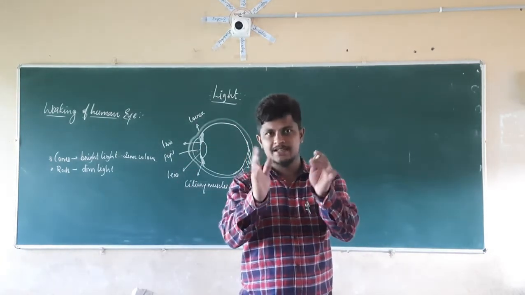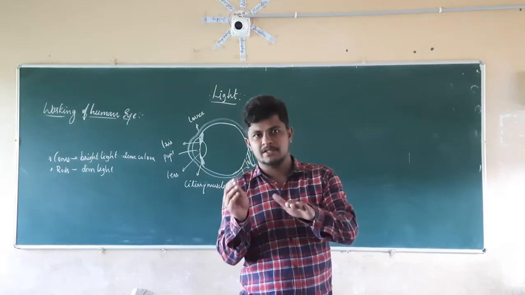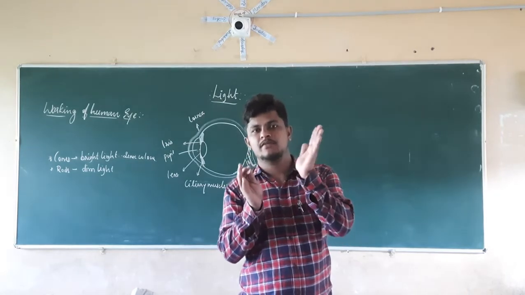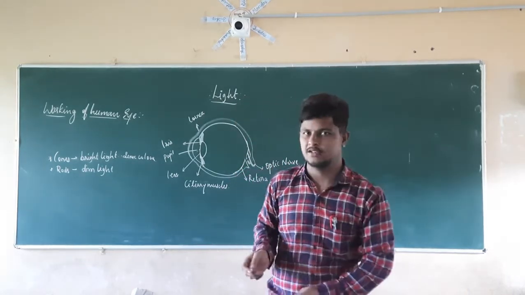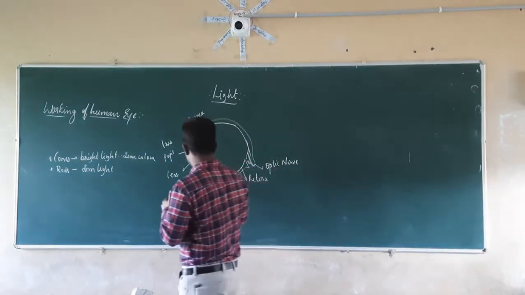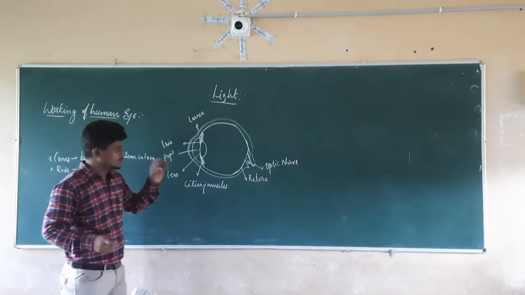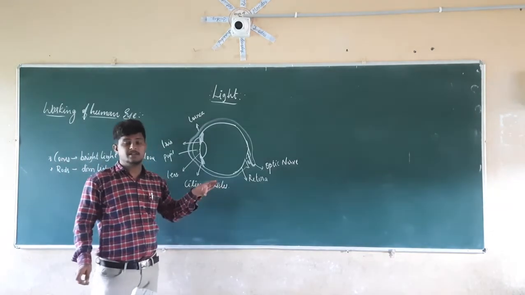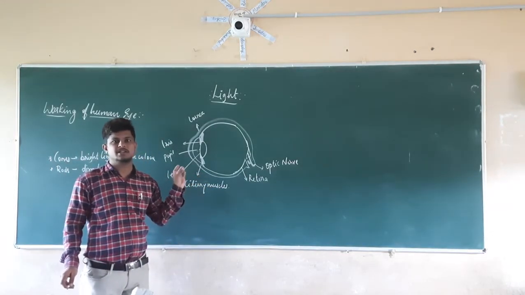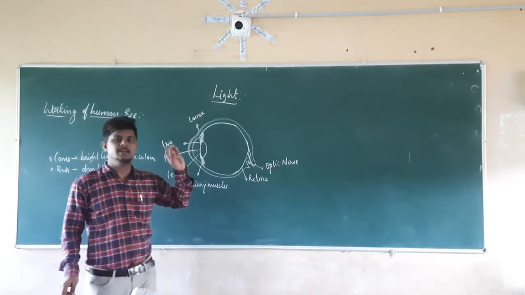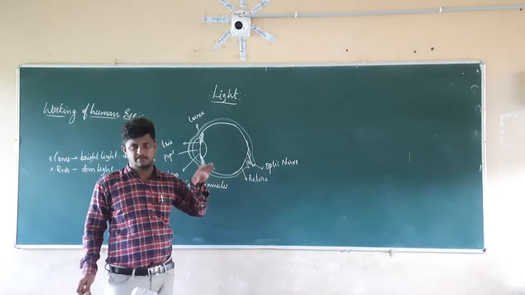So for an object to be visible here, the light which is coming from that object should enter into our eyes. So in this case, what is the working of the human eye? Its work is nothing but to grasp the light rays and form an image here.